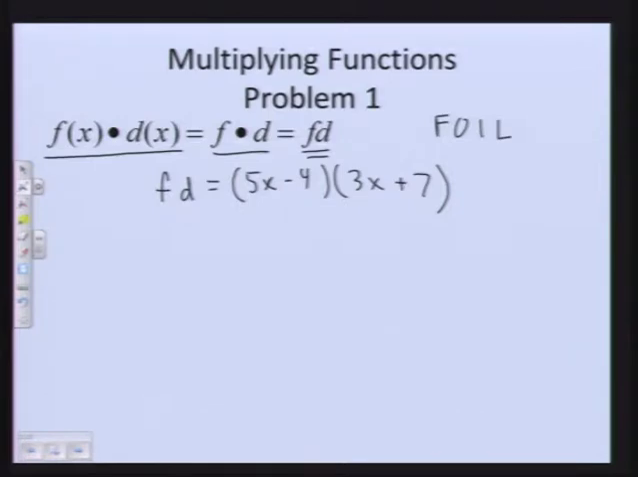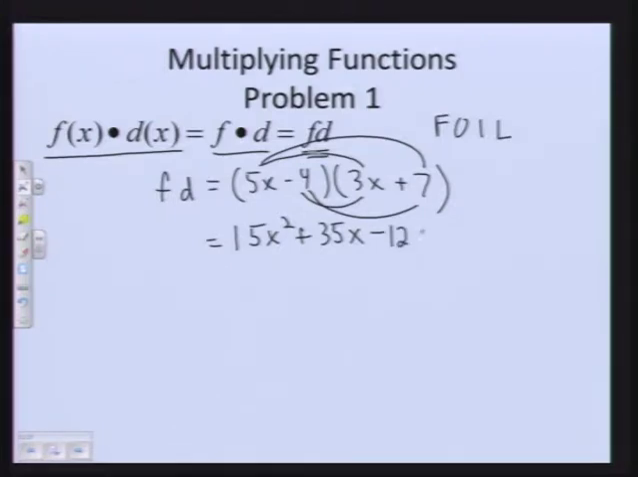Now we're multiplying. If you saw this problem back in your basic algebra, this is a typical FOIL situation. You have to multiply the first terms together, the outside terms, the inside terms, and the last terms together to make sure you get this completely correct. 5x times 3x is 15x squared. 5x times 7 is plus 35x. Negative 4 times positive 3 is minus 12x. Negative 4 times 7 is minus 28.